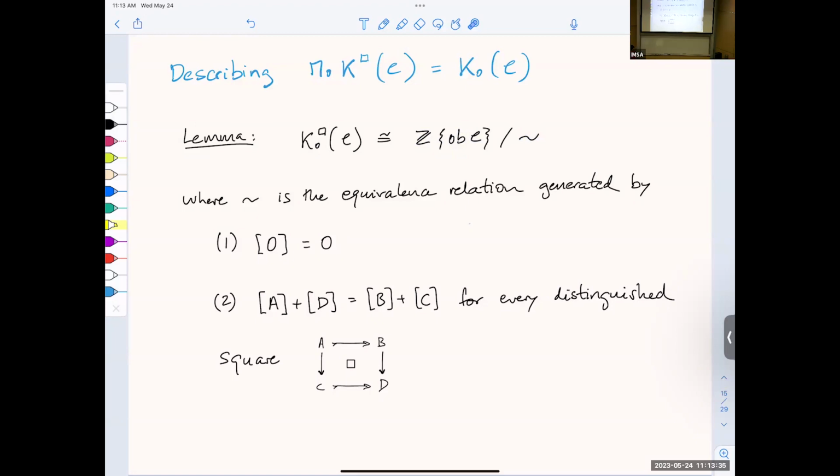You have your base point, and you also have this connection here, which has to do with whatever you have as your distinguished square. So for every distinguished square in your category, you are going to have the relation A plus D is equal to B plus C. That's a cross diagonal relation for every distinguished square, and that's the relation that gives you K naught in this case. Again, this will feature later, and it will be very significant when we see the application for manifolds and for cutting and pasting.